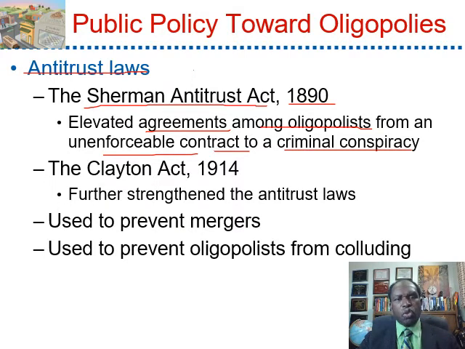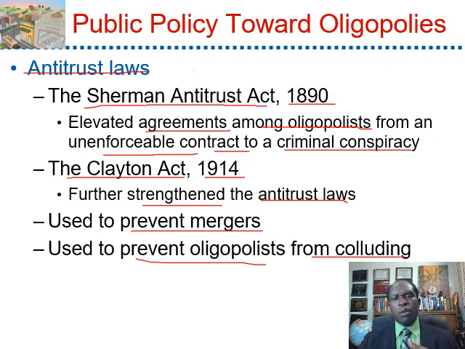Then Congress also passed the Clayton Act in 1914, which strengthened the antitrust law further by preventing mergers among big corporations, and also by preventing oligopolies from colluding, which prevents them from talking to each other or cooperating.